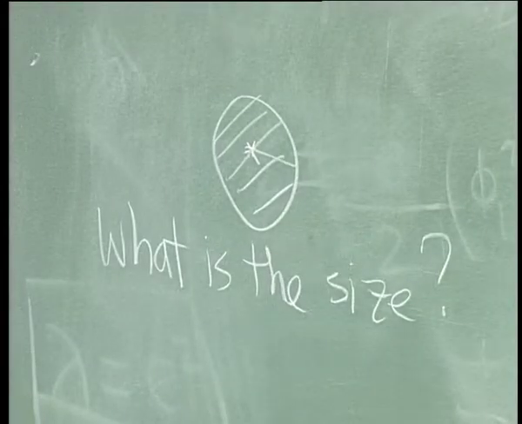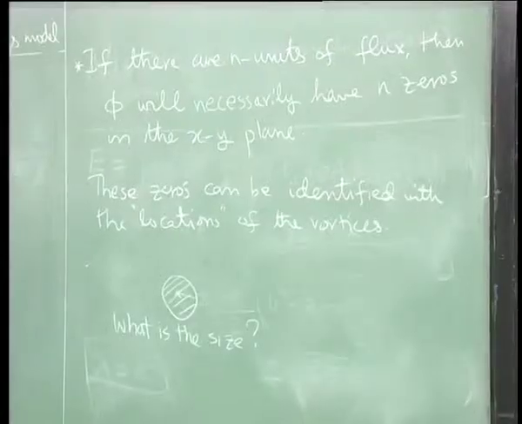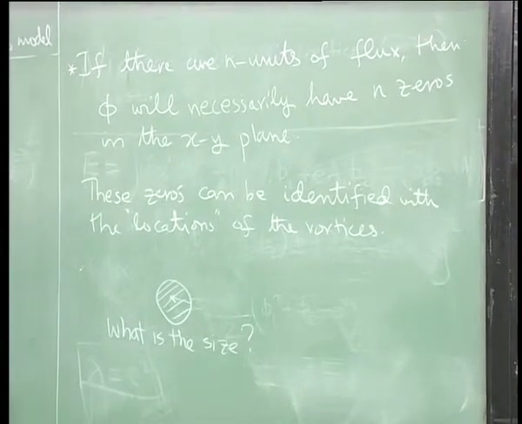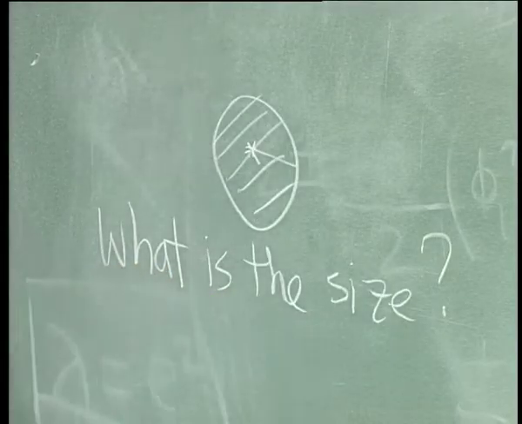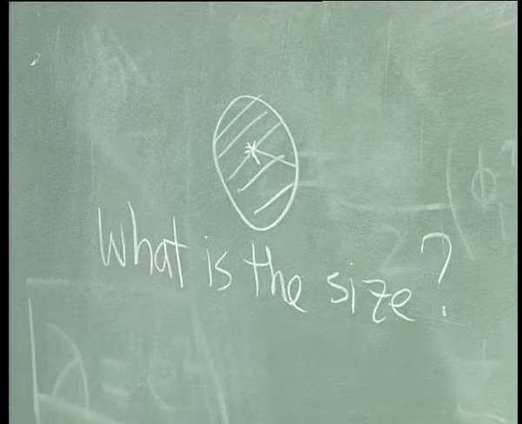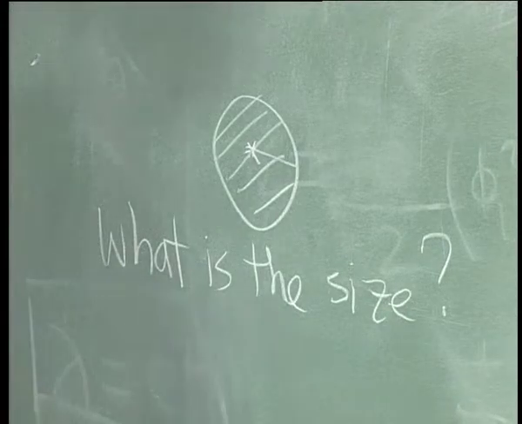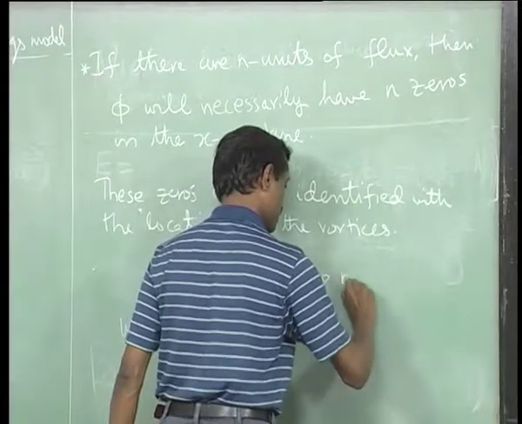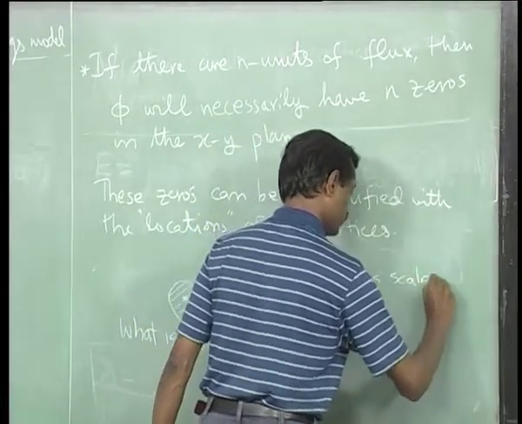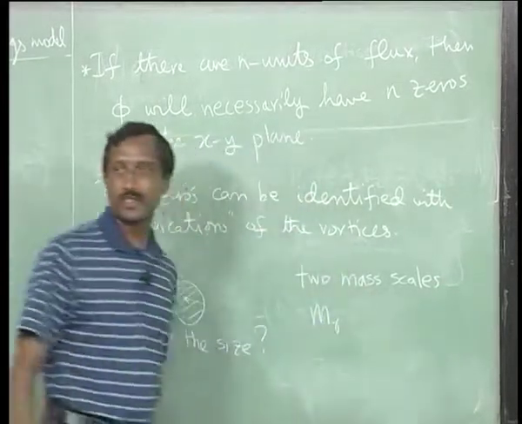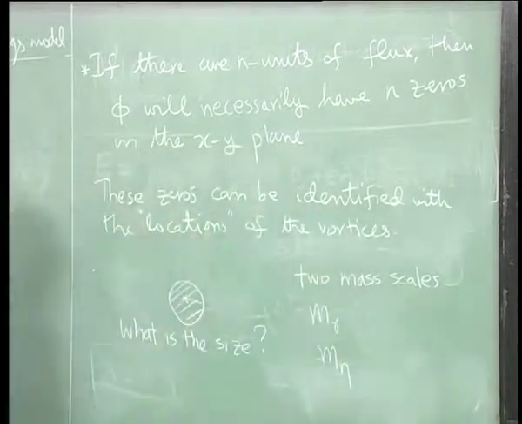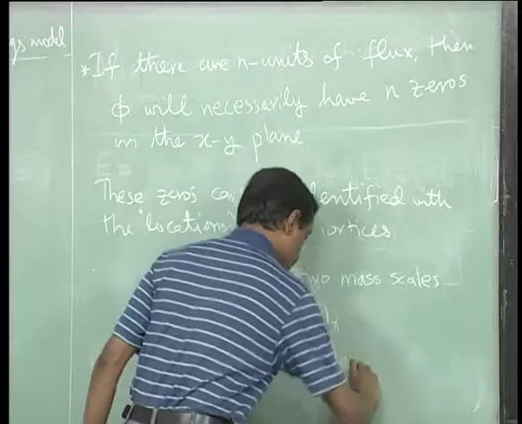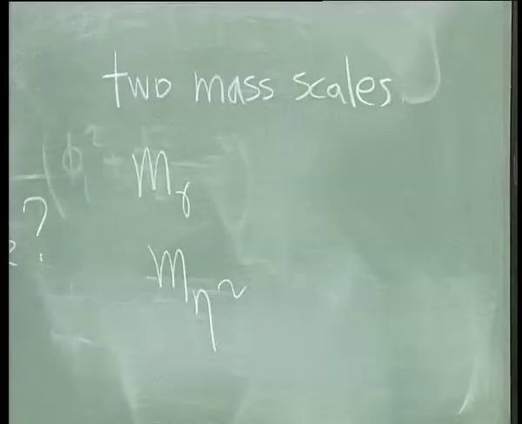And by the way, you can pose this question not necessarily for lambda equal to e square, you can pose it for any arbitrary value of lambda. But what is the size? We can now go back again to length scales in the problem. There are two length scales in the problem. Let us go back to the Higgs mechanism, there were two mass scales if you wish. One was m gamma, that was the photon mass, and the other was m eta, that is the radial direction, and this was determined by the second derivative of the potential.